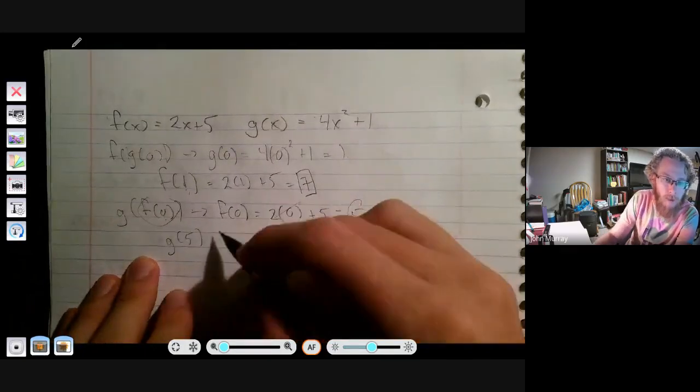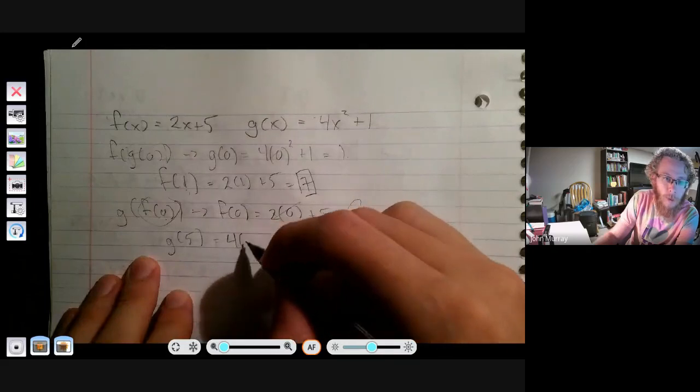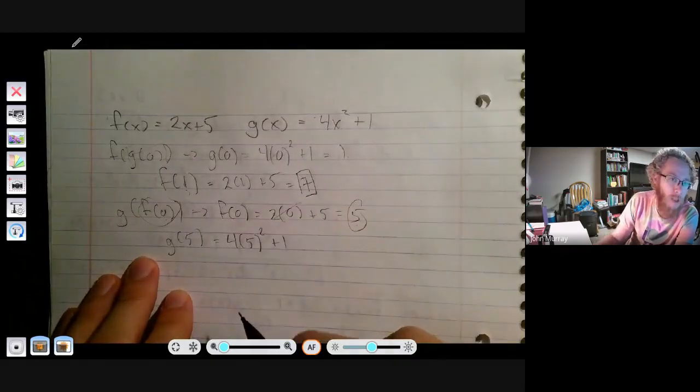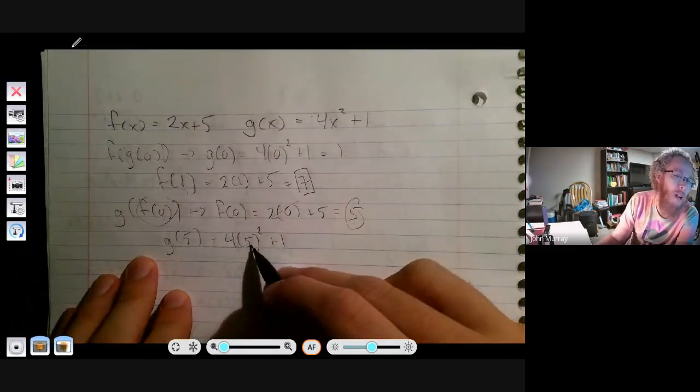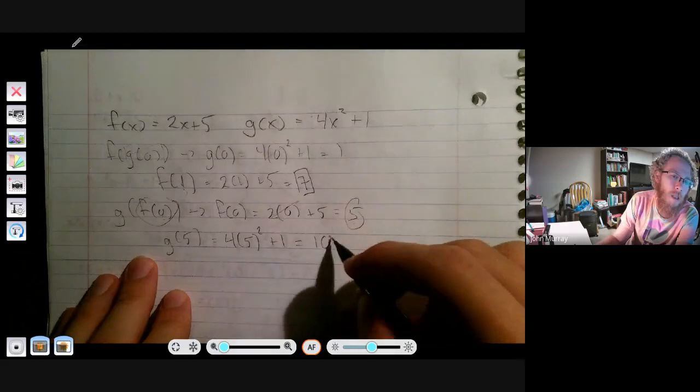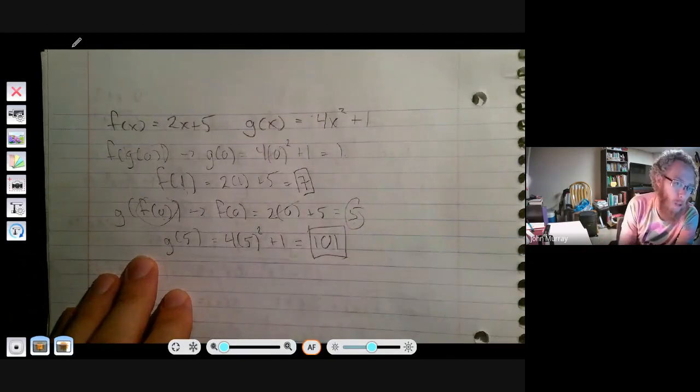g of 5, 4 times 5 squared plus 1. Well, it looks like we're going to be a little bigger than 7. We get 25. 25 times 4 is 100. 100 plus 1 is 101. Okay, so very different answers.